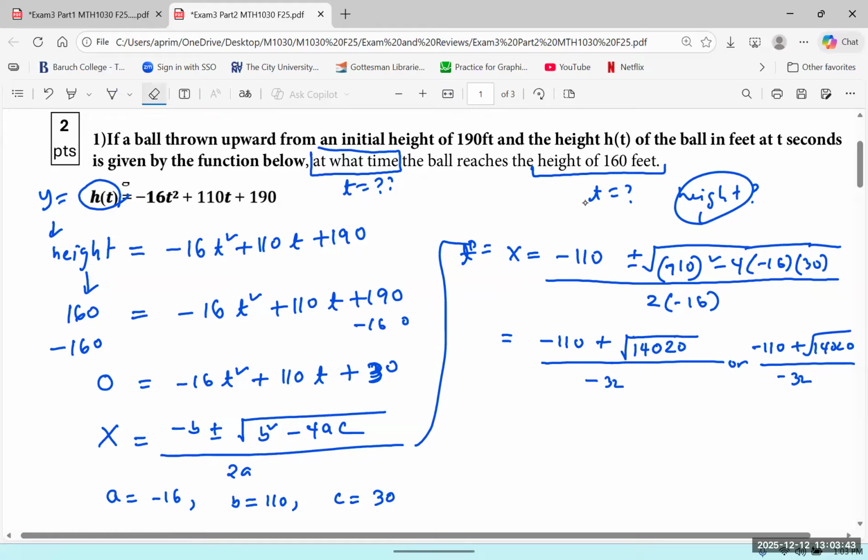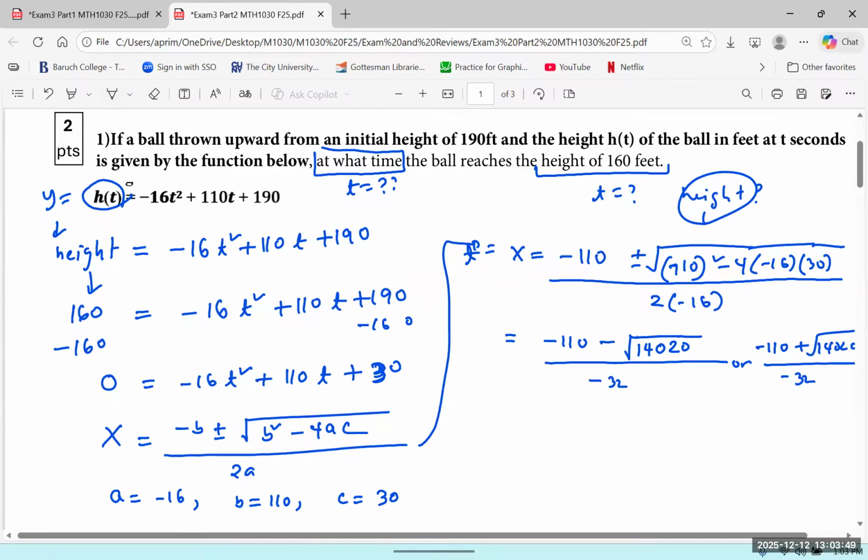Oh, one of them is plus, one of them is minus. Because here's what plus minus means: one is plus, one is minus. So here you get a minus over minus, and here you get a minus. This one is bigger, right, when you use a calculator?